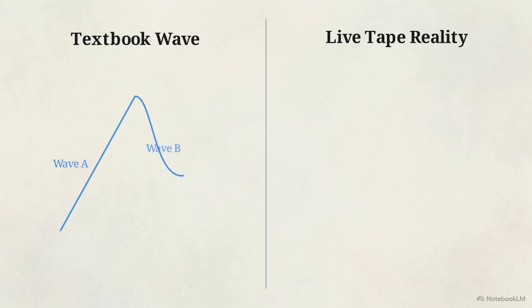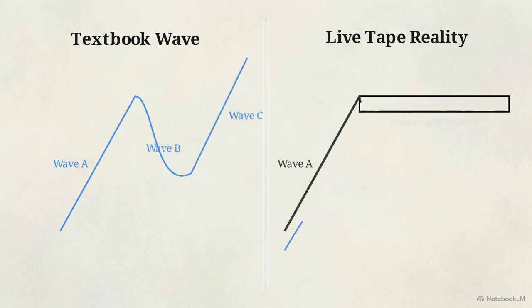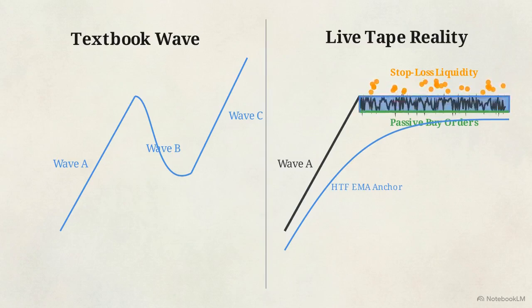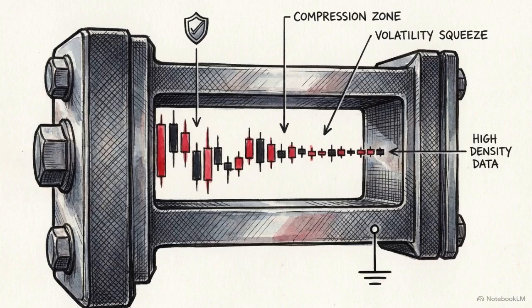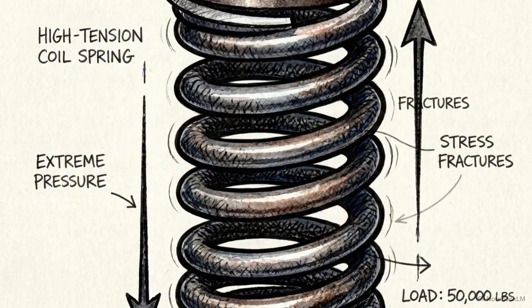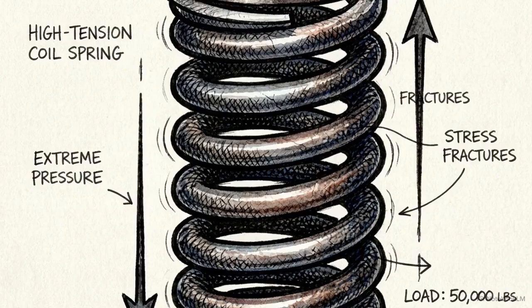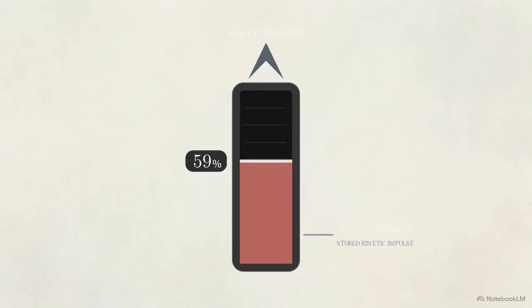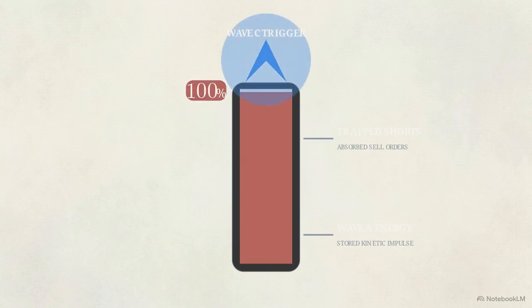Left, the textbook wave. Right, live tape reality. Price forms a razor-thin horizontal consolidation on a trend line. Retail traders see exhaustion and aggressively short it, placing stops above the ceiling. This concentrates liquidity, perfectly trapping the energy of a pullback. Volatility is squeezed into a microscopic point. The market behaves like a tightly wound mechanical spring, pushed to a structural limit and ready to fracture. This sideways grind bypasses standard pullbacks to load kinetic energy directly into a breakout trigger.